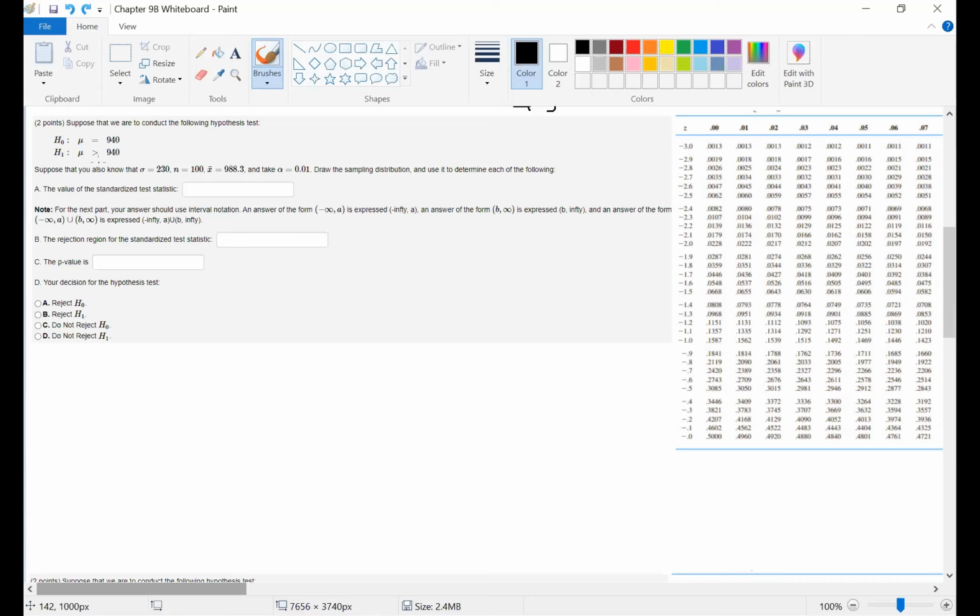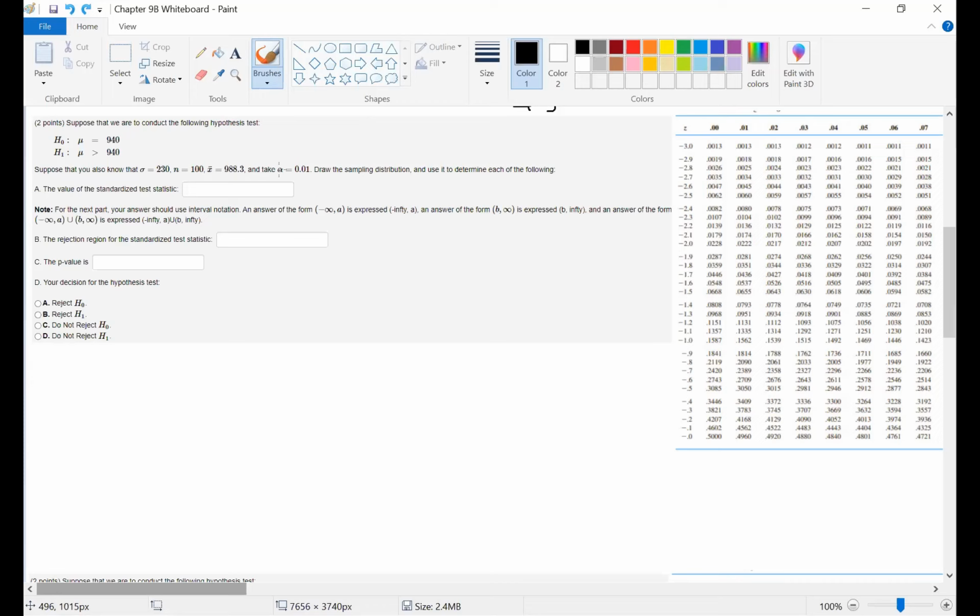And in fact, you'll see when we're doing these hypothesis tests, whether it says mu is equal to 940 or mu is less than or equal to 940 doesn't really matter. You can use them interchangeably. When you're actually on the job doing research or just stuff for your business, this is usually how you do it. So we have a sigma of 230, n of 100, X bar of 988.3, and our alpha is 0.01. Don't worry about drawing the sample distribution.